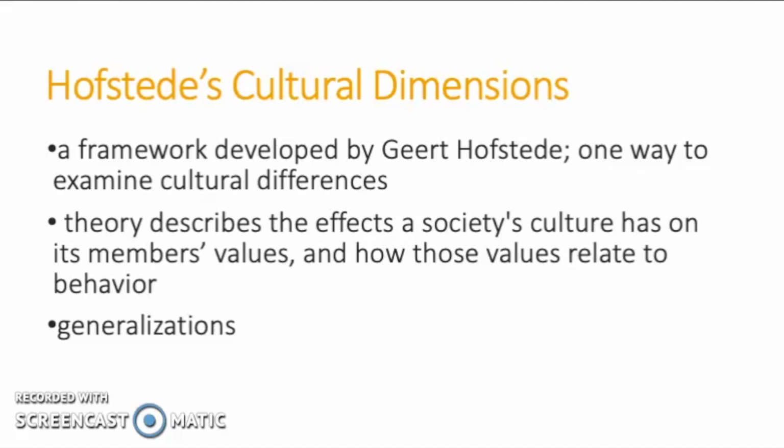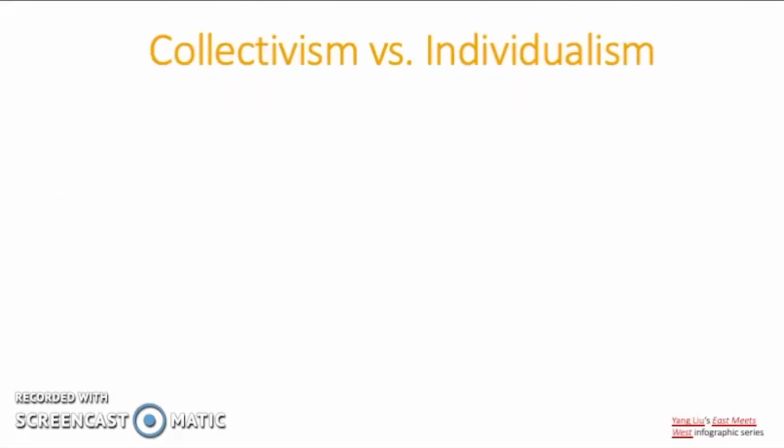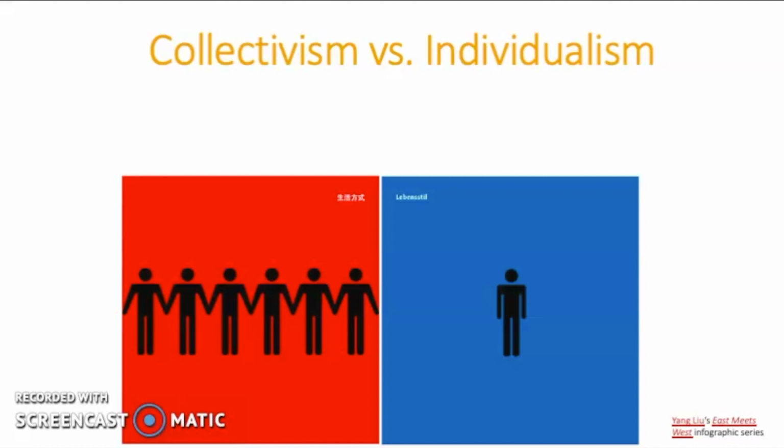And people in low power distance cultures value collaboration and more discussion in groups. Another one of Hofstede's generalizations is collectivism versus individualism. So individualism, here you see the person stands alone. In collectivism, people are standing together.